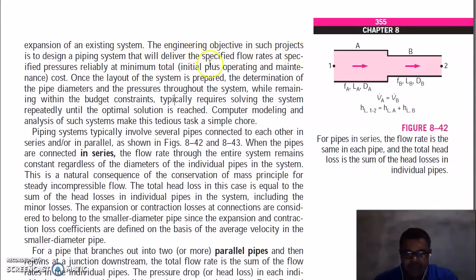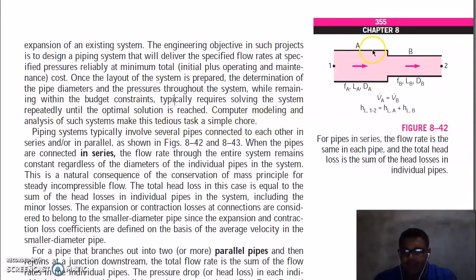The engineering objective in such a project is to design a piping system that will deliver the specified flow rate at specific pressure reliably at minimum total cost, including maintenance and operating cost. Once the layout is prepared, determining the pipe diameters and the pressure throughout the system while remaining within the budget constraints typically requires solving the system repeatedly until the optimal solution is reached. Computer modeling and analysis of such systems make this a simple task.